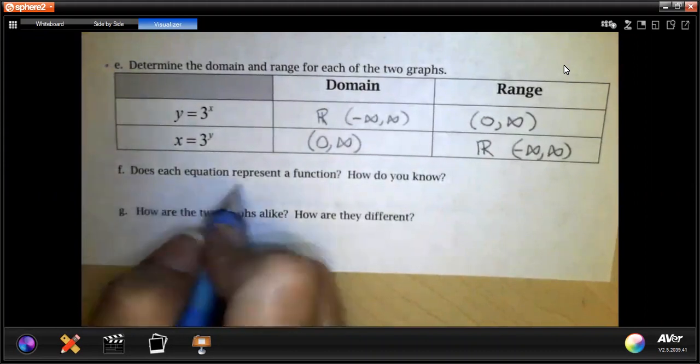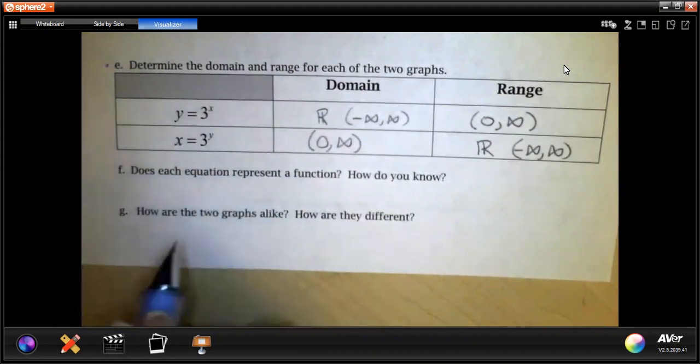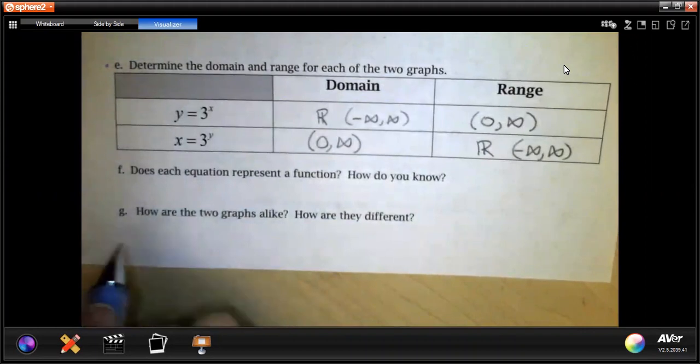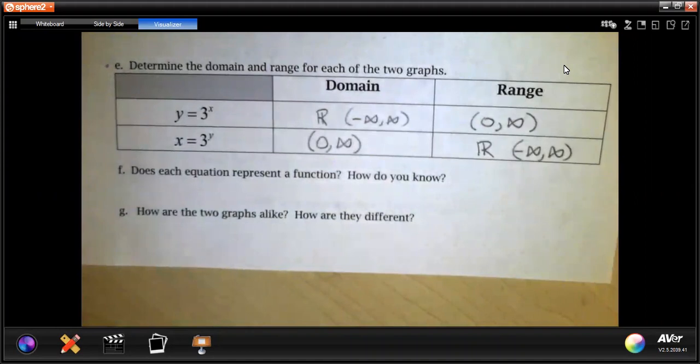It asks us here, does each represent a function? Yes, they both pass the vertical line test, and so we know that those are both functions. Those are the functions for this unit, the exponential and the logarithm.